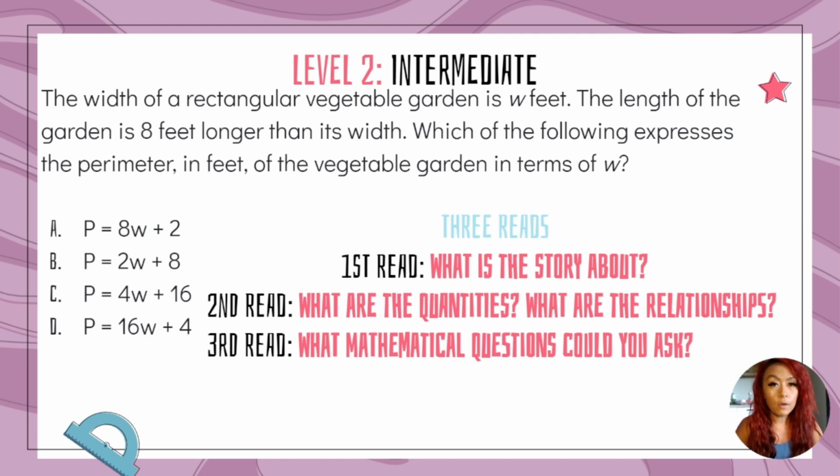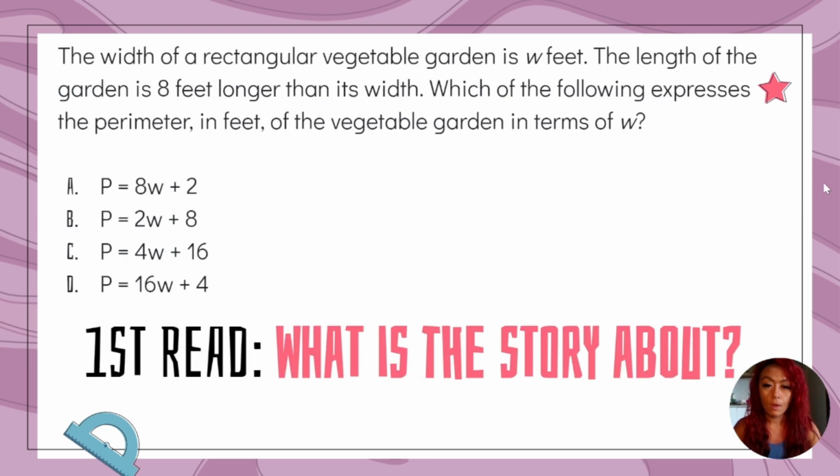So in your workbook, you should notice that if you go to the course materials, I actually have a 3 reads template that I created that you could print out as many copies of, and you can use that template and fill it in as you're working on word problems. This will really help you organize your work. So let's start with the first read. We're going to read the problem 3 times. That's why it's called 3 reads.